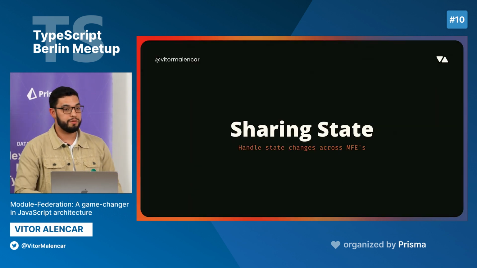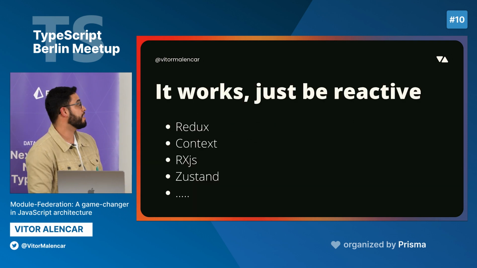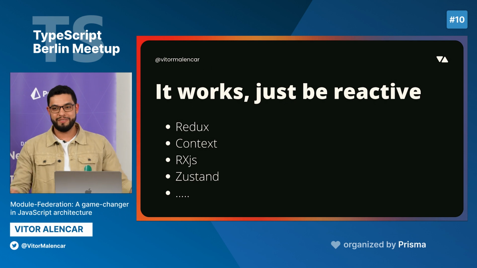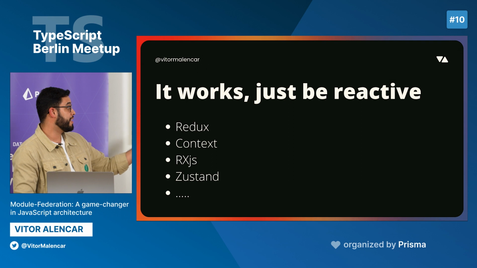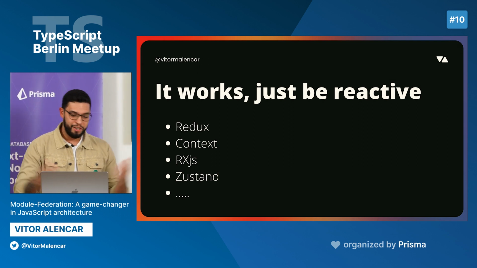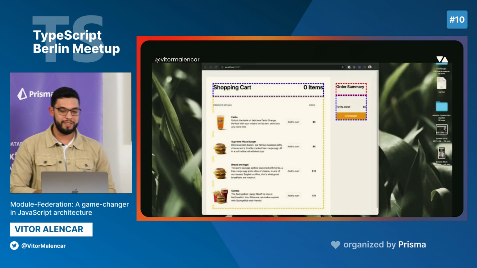And yeah, sharing state is another big problem. You can use whatever you want, basically, as long as it is reactive. So if you want to use Zustand, go for it. If you use Nano Stores, they also work. Redux works. RxJS, context, you can use whatever, right? It's pretty cool. And just to show that, I also have an example.